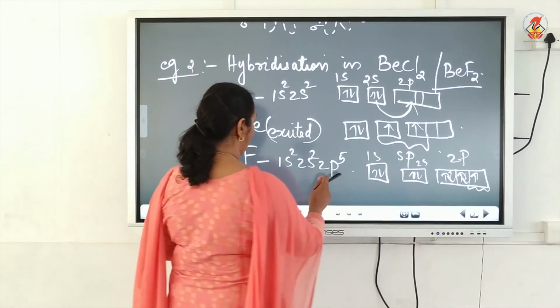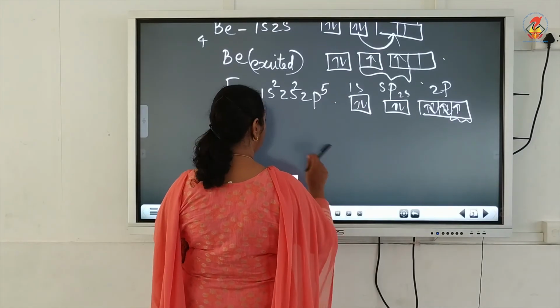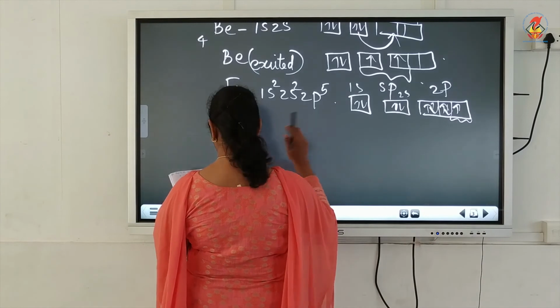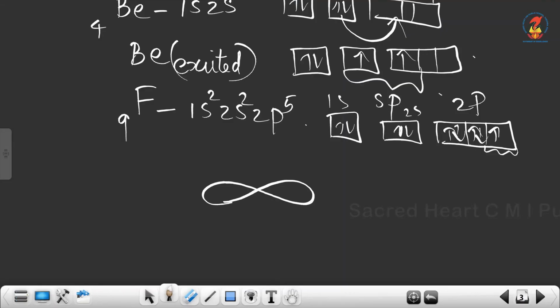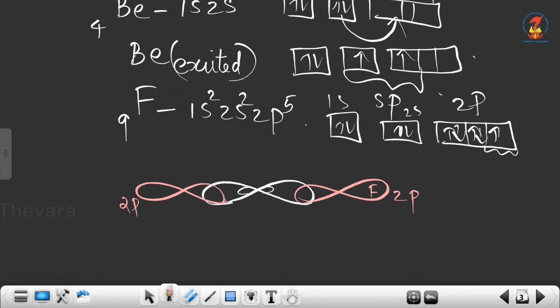So let's draw the shape on the basis of hybridization in BeF2. This is the sp hybrid orbital of beryllium. Okay, now both sp hybrid orbitals will overlap with the half-filled 2p orbital of fluorine. So this is the 2p orbital of fluorine, and this will overlap with the half-filled 2p orbital of another fluorine atom.